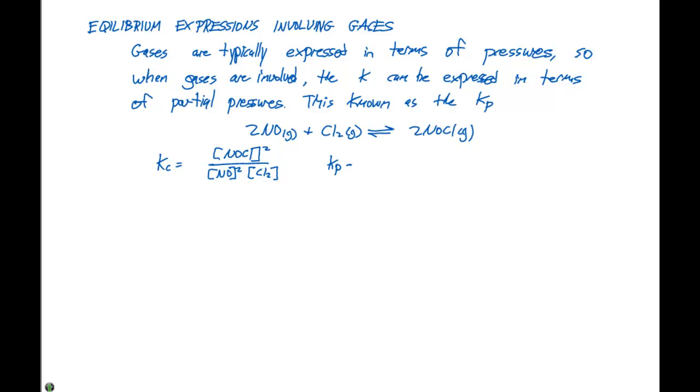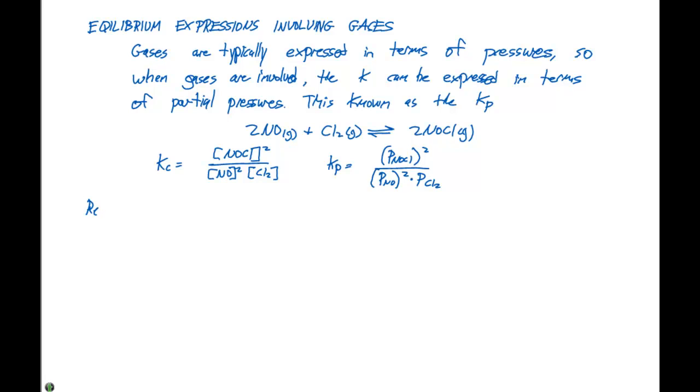Our Kp expression we can write as, instead of the concentration of NOCl, the partial pressure of NOCl, that quantity squared, divided by the partial pressure of NO, also squared, times the partial pressure of Cl2. Okay, so the Kp values we need to know are expressed in terms of partial pressures. So what happens when we look at Kp versus Kc, and what is the relationship?